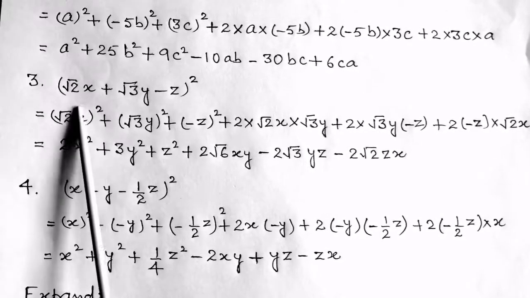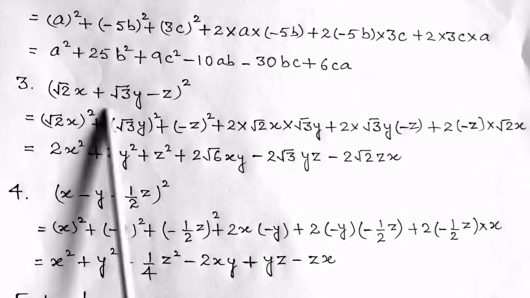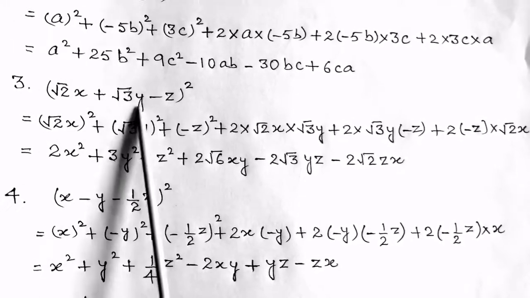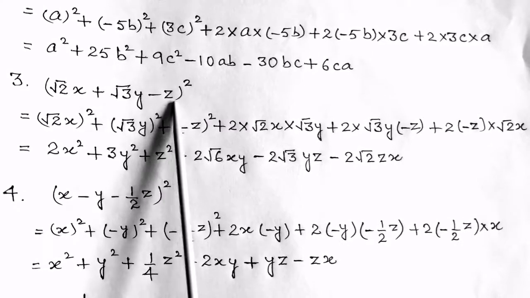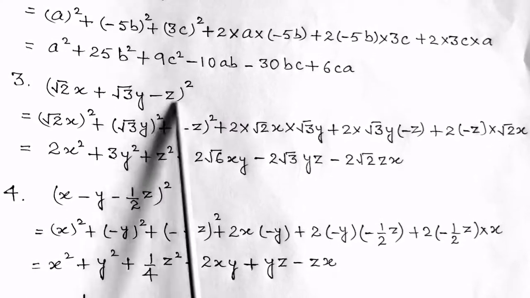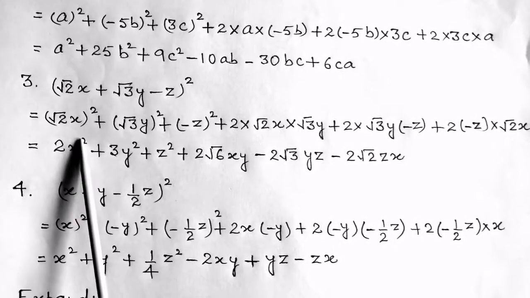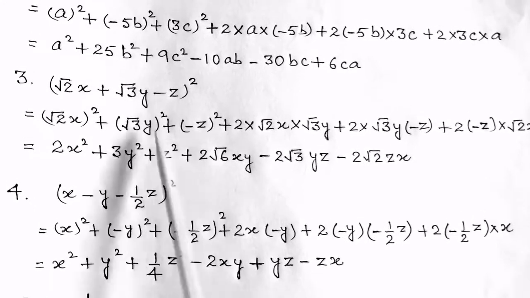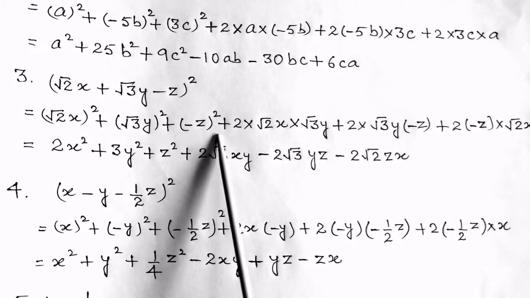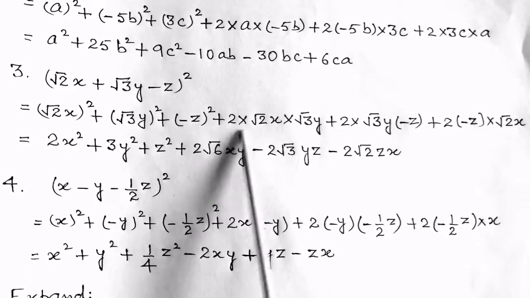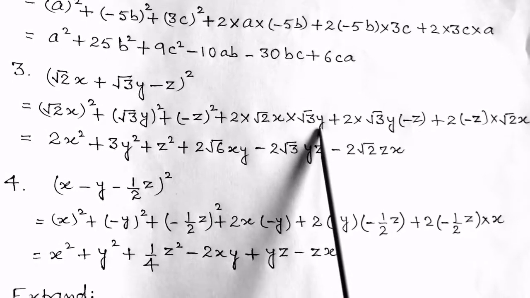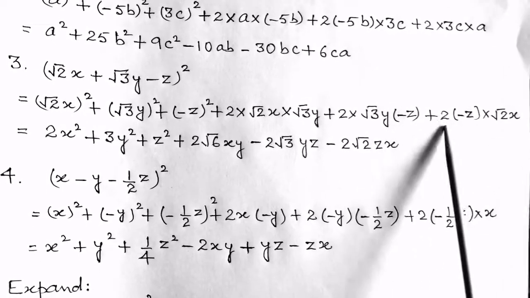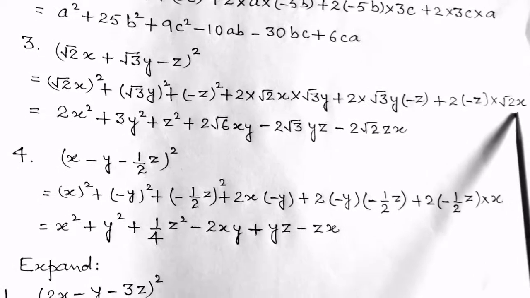Next question is, we have to expand (root 2 x + root 3 y - z) whole square, right? Now here third term is having minus sign with it, so wherever you will be taking the third term, take minus z. So square of first, that is square of root 2x plus square of second, that is square of root 3y plus square of third, that is square of minus z, right? Then plus 2 into root 2x into root 3y plus 2 into root 3y into minus z plus 2 into minus z into root 2x.